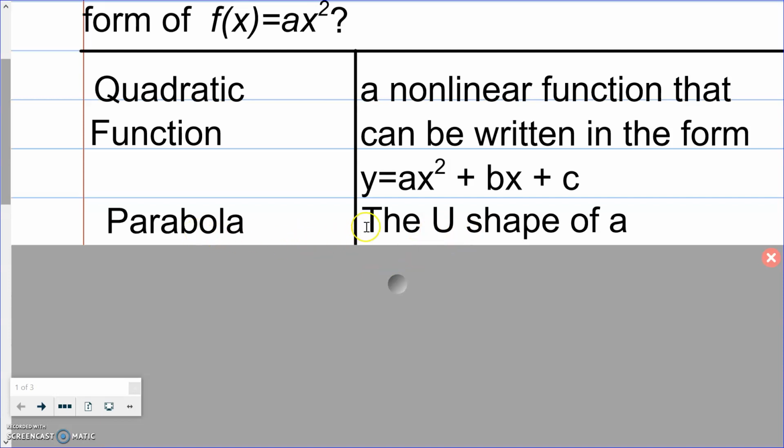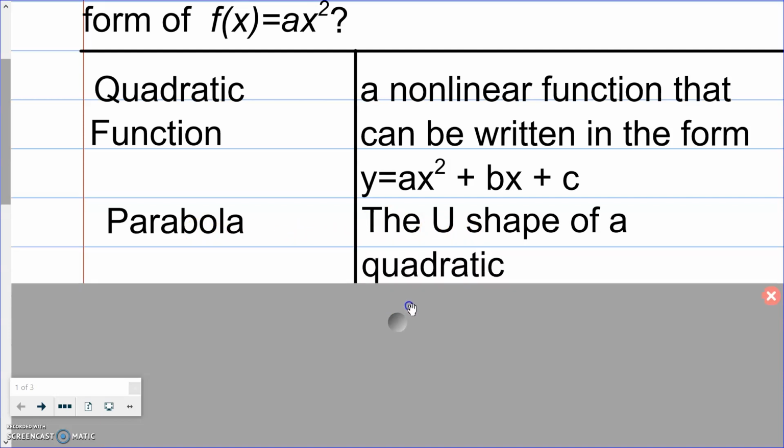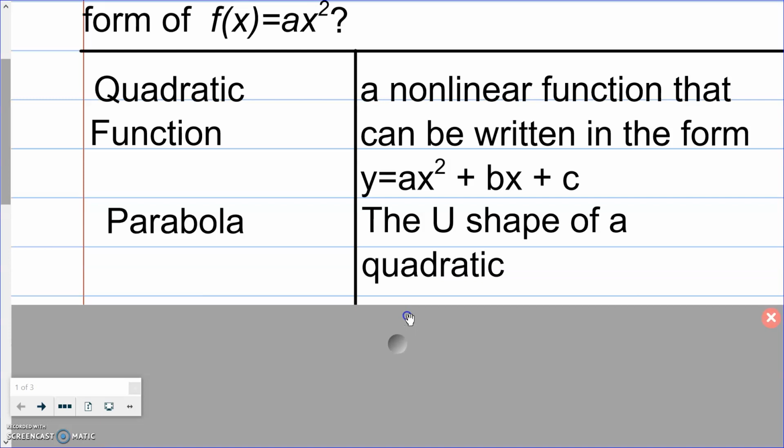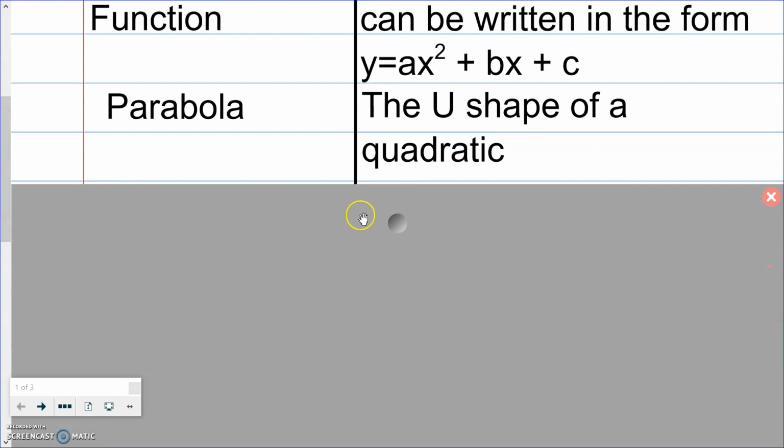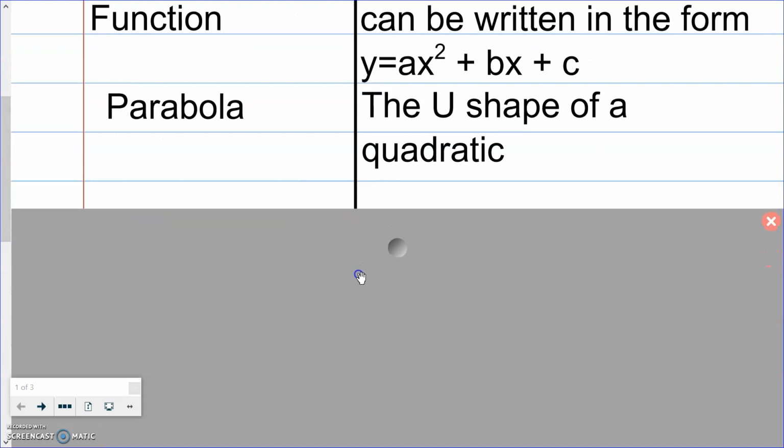A parabola is the U shape of a quadratic. I'm pretty sure you've seen these before in previous math classes. Let's talk about the characteristics of a quadratic function.